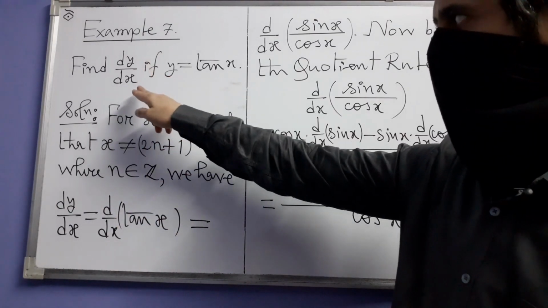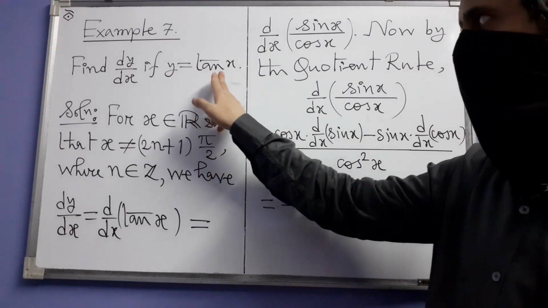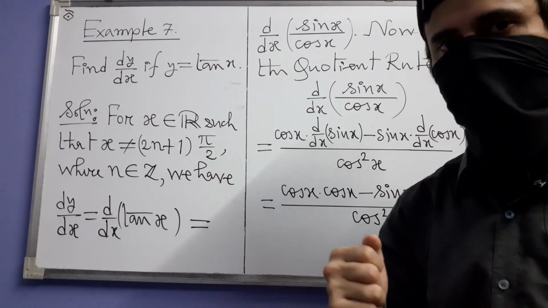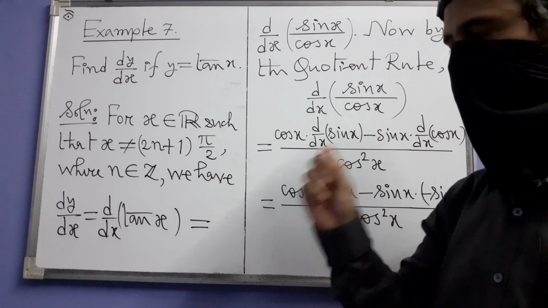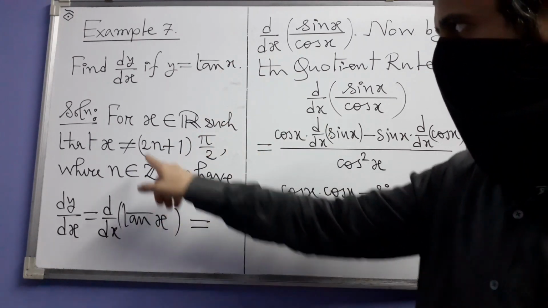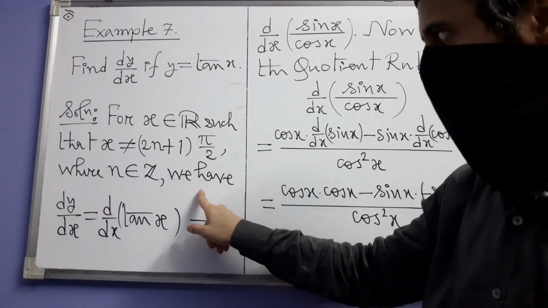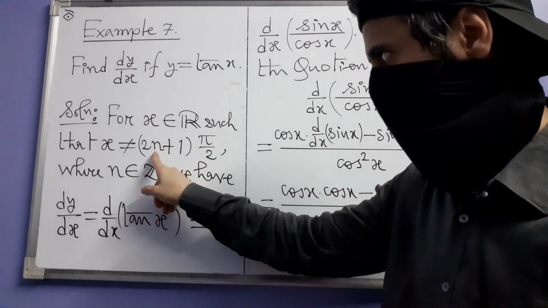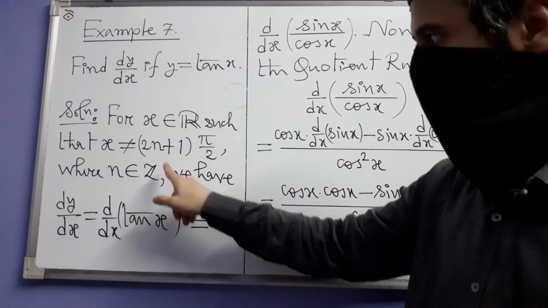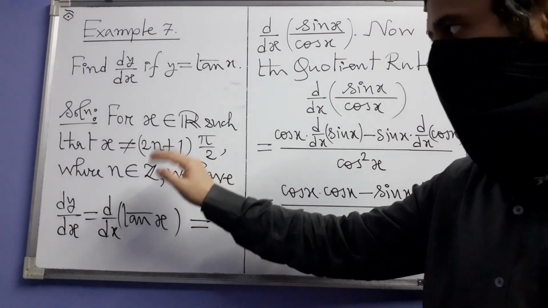Here we have to find dy/dx if y equals tan x. So it is understood that x has to be a real number which is not any odd integer multiple of pi divided by 2, because at those points tan is undefined. So accordingly we started the solution. For any real number x which is not of that type, you must write that here this n is an integer. n is coming from the set of integers, and then 2n plus 1 is any odd number. So x is not like that.